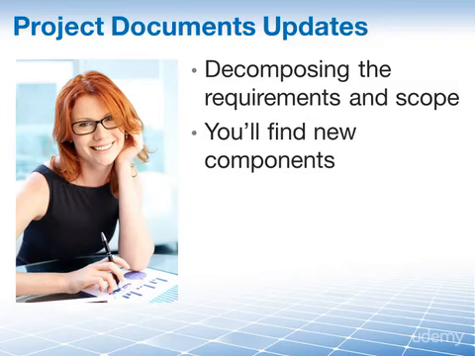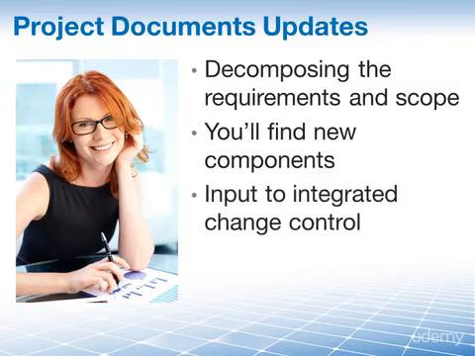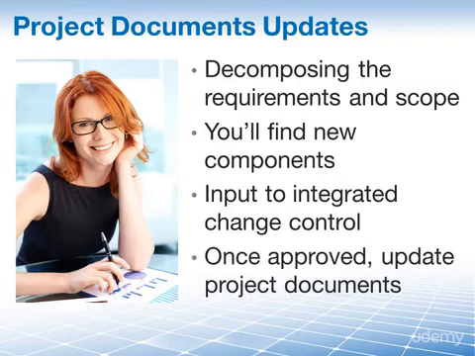So that means you are going to have to update project documents. But before you can update the documents, we have to get approval because the requirements and scope have changed. So the logical next question is, how do we get approval to make this change? The answer again is we submit a change request to the integrated change control process where it gets approved. Once the changes have been approved, then we may update various project documents based on those changes made to the requirements and scope. And that is why project document updates are an output to this process.